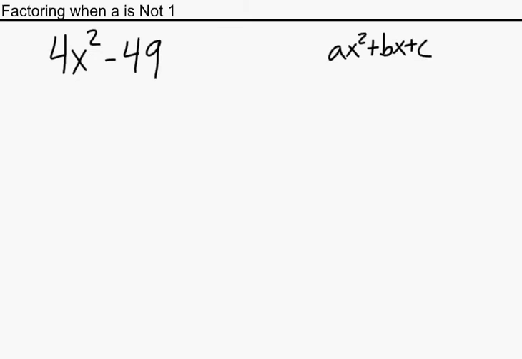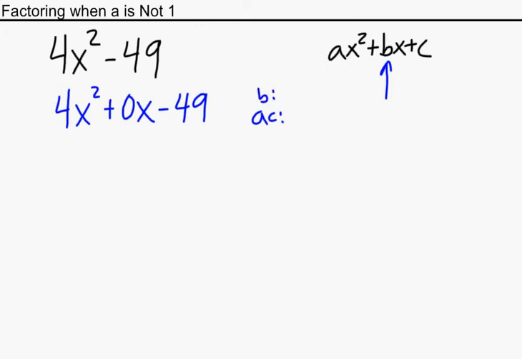Lastly, a third example, if I start out with 4x squared minus 49. This may not look like a quadratic trinomial of the form ax squared plus bx plus c, but again, I can make it that form if I reintroduce the bx term. So I write it out so it's easier to see as 4x squared plus 0x minus 49. This allows me to find the AC and the b, AC being negative 196 and b being 0. So I want to look for numbers that multiply to negative 196 and add to 0.